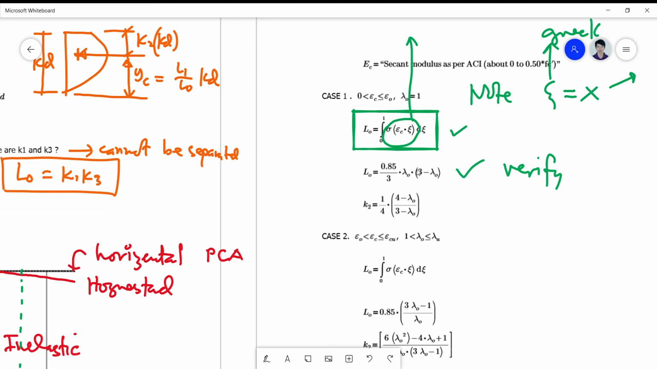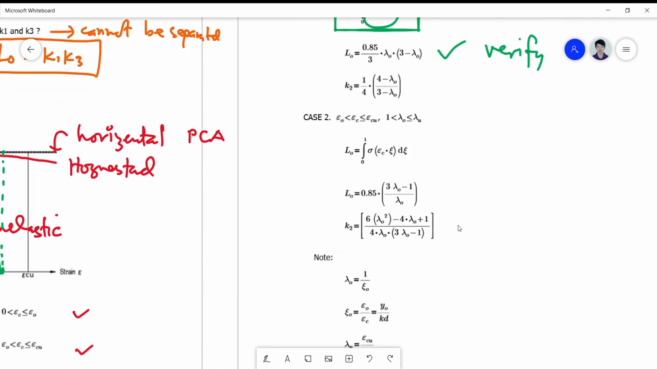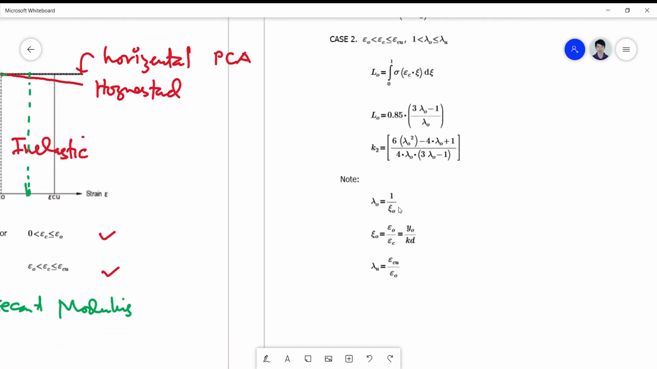Here, and then you get this. Of course, lambda will not appear just like that because lambda is defined at the bottom here. You need to substitute this, no? So lambda is in terms of kappa of O, lambda of O, and lambda of U is in terms of epsilon CU, ultimate. Lambda O is the reciprocal of the transformation variable kappa of O, and this is the reciprocal of the transformation variable at the ultimate stage, which is epsilon CU. So something like that.